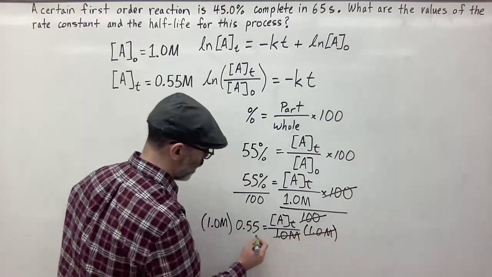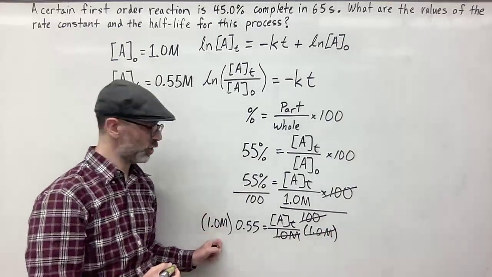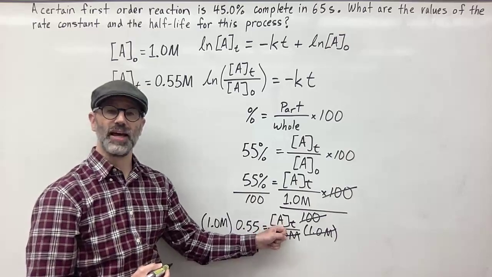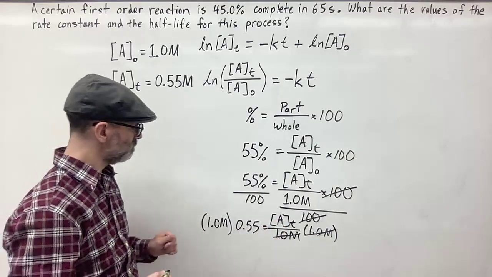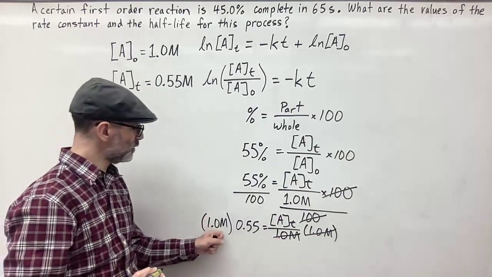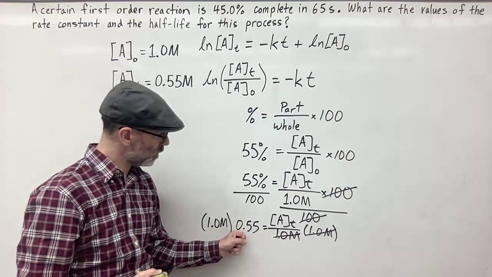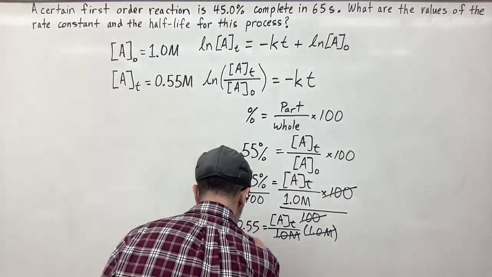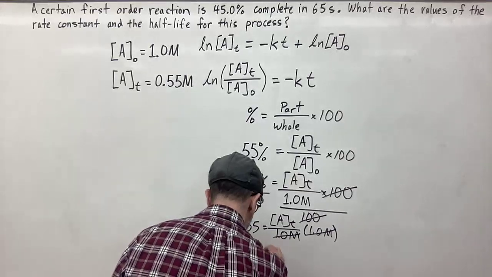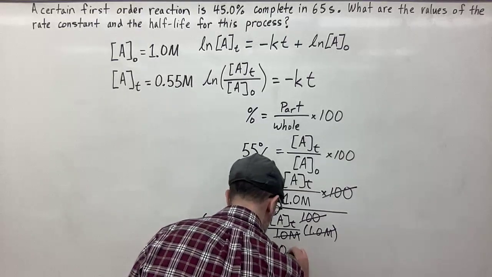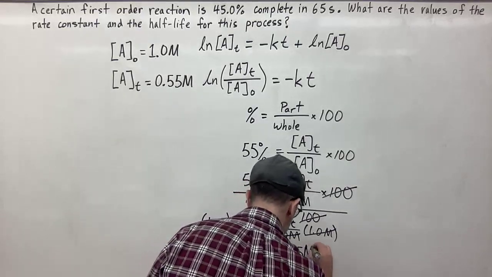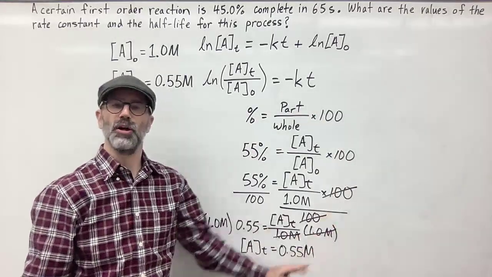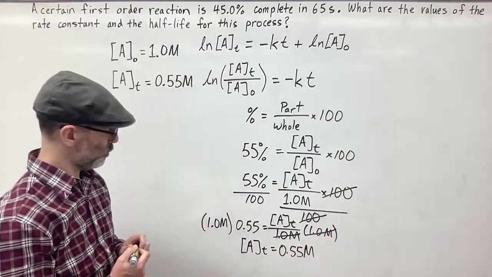So this cancels out, and then we have 1.0 molar times 0.55 gives us the concentration of A at time t. So 1 times 0.55 is just 0.55. So the concentration of A at time t is equal to 0.55 molar, which is what we have up here. So this is a nice way to verify that this is correct.